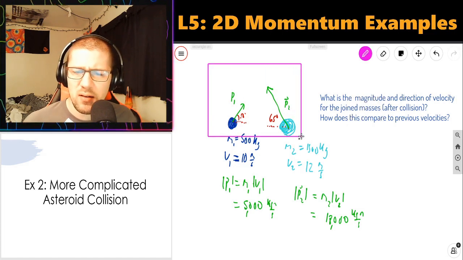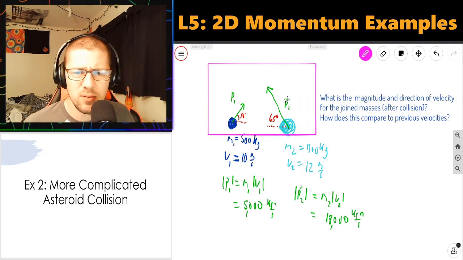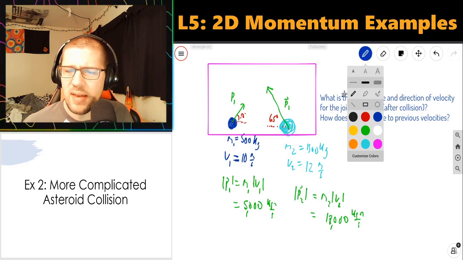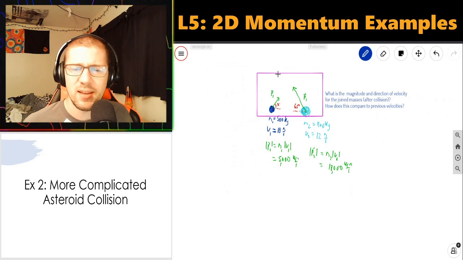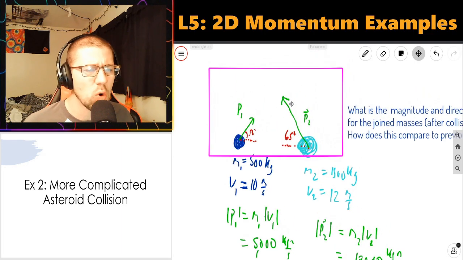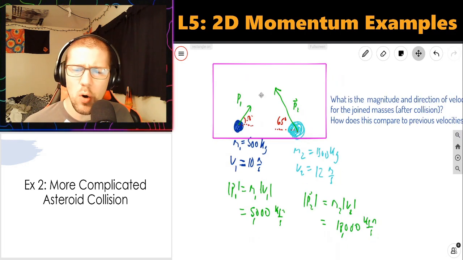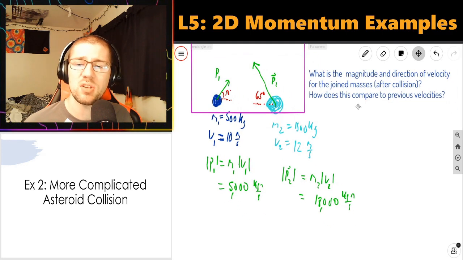I do want to motivate that last statement a little bit. I say that this is a closed system. There's no external force acting on it. That's to say that these two asteroids are far enough from other asteroids, from other bodies, that they don't interact with those other ones. There's no external forces. So that's the reason I can say that the total momentum of the system is conserved. There's no change in the total momentum.